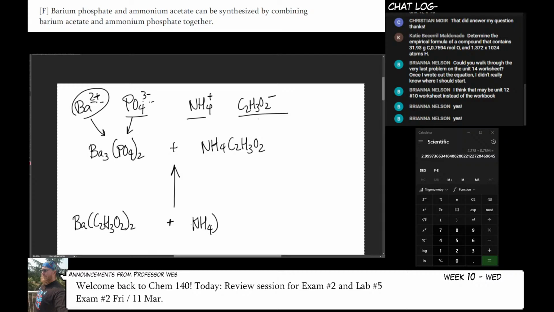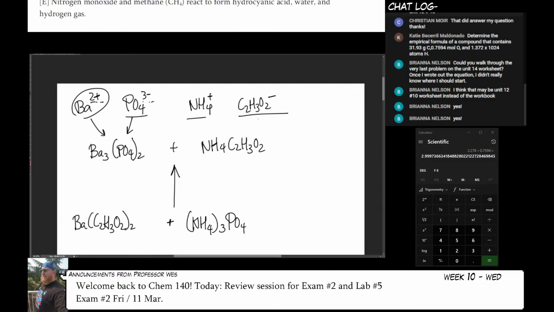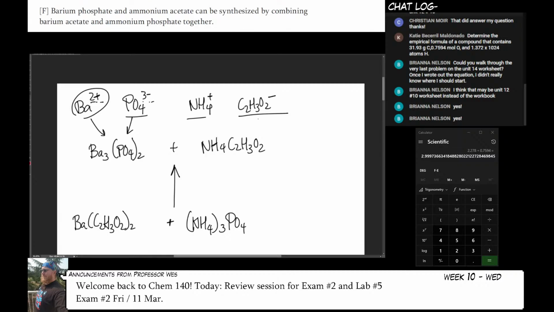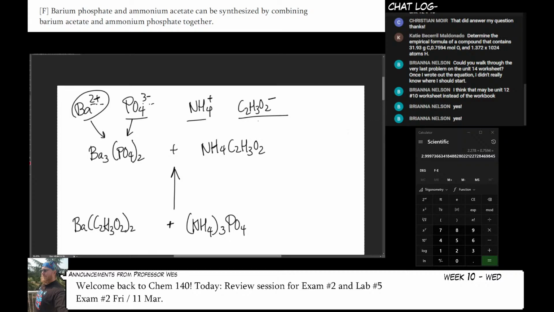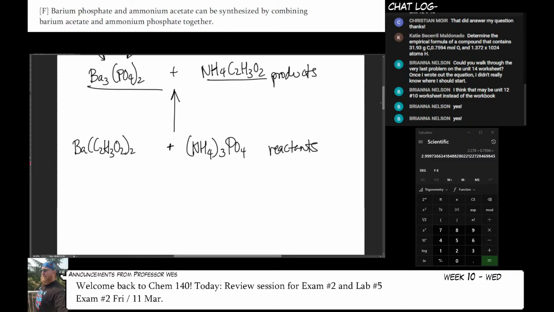I don't know why my tablet is really unhappy with all of this today. I didn't reboot the computer. I probably should have. But that's okay. And then do we have to balance this equation? Is it asking for a balanced equation? Then balance the equation you've written. All right, me. Oh, this isn't really an equation as written. So the problem says can be synthesized. So these are our products. And then these are our reactants. So let's tidy up, and we'll write that as an actual equation.